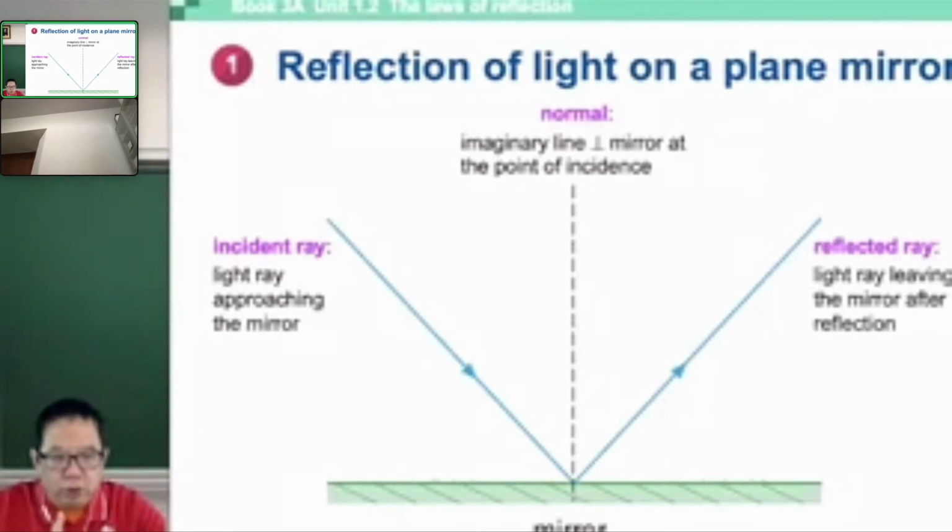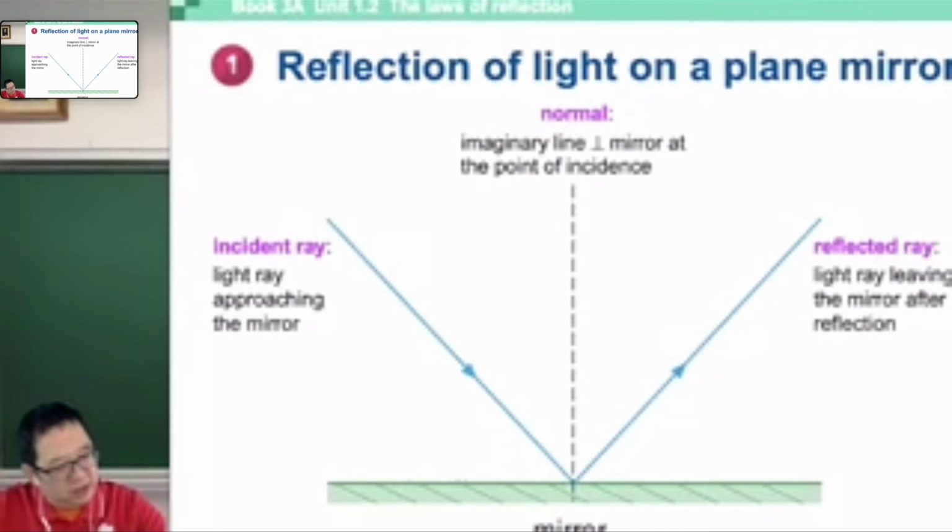If we want to use a normal to define the angle, please note that this is an imaginary line. It is not a light ray. It is very important that all imaginary light, especially later when you draw the image in a mirror, should be drawn with a dotted line. I can say that each year almost one third of the students make the mistake of drawing a solid line for the virtual image. It should be a dotted line.